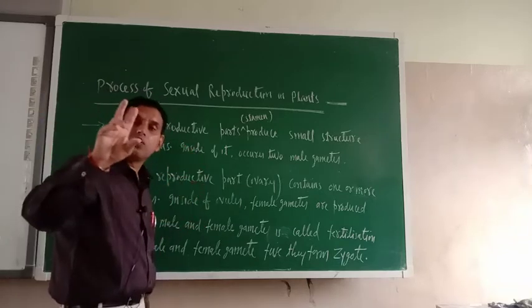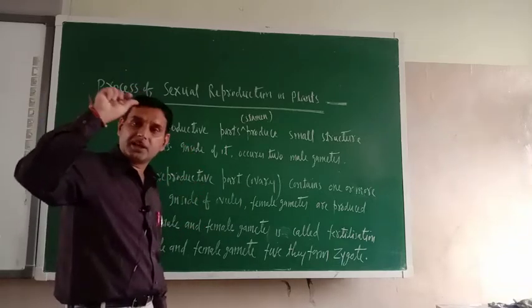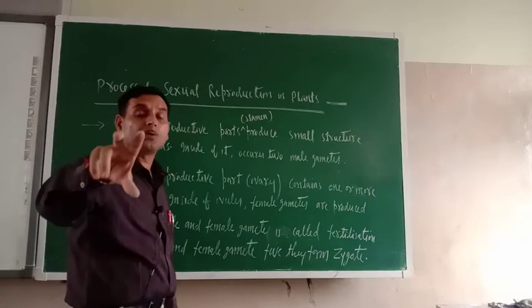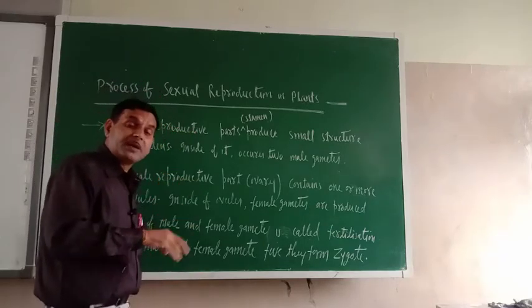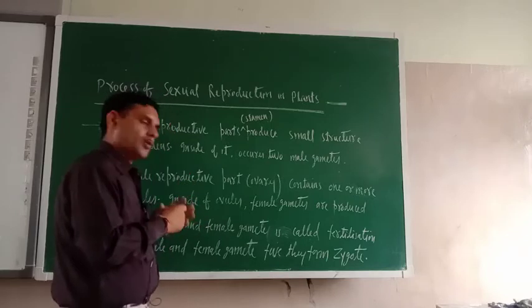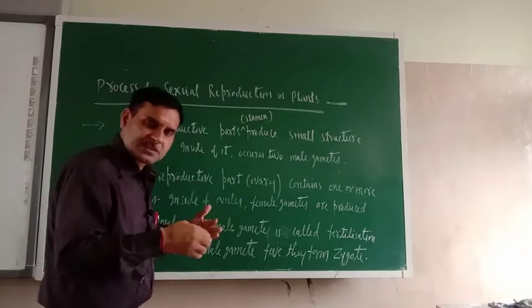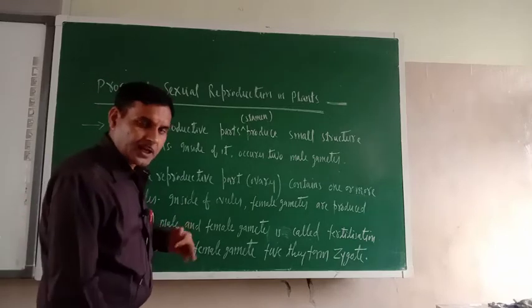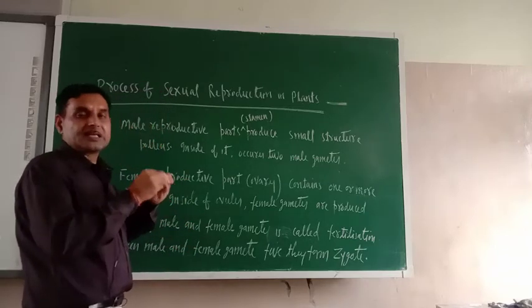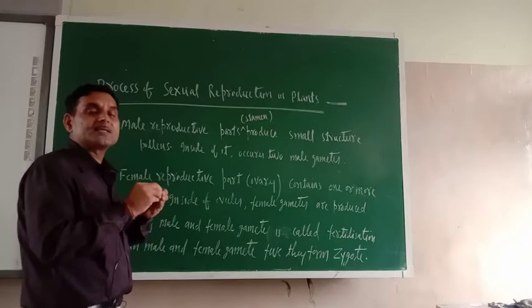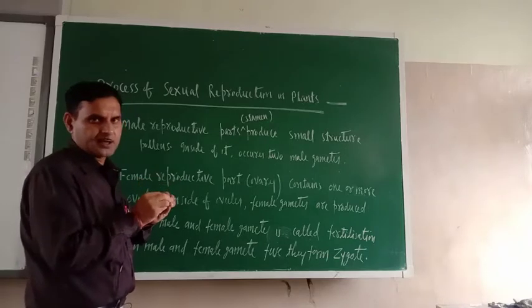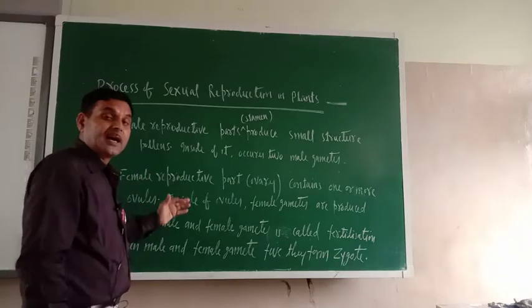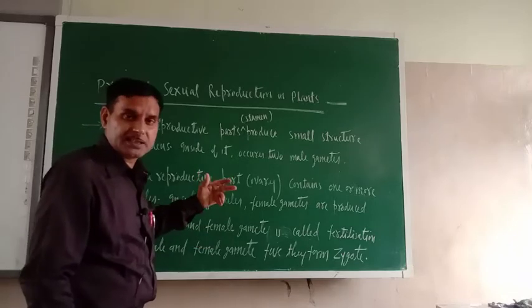Now in the pistil, ovary is there. In the ovary what is there? Ovules are there. Inside the ovules what are there? Female gametes are there. Okay. So the male gamete is produced by stamens, the female gamete is produced by the ovary. Now when these male and female gametes fuse together, merge together, that process is known as fertilization.